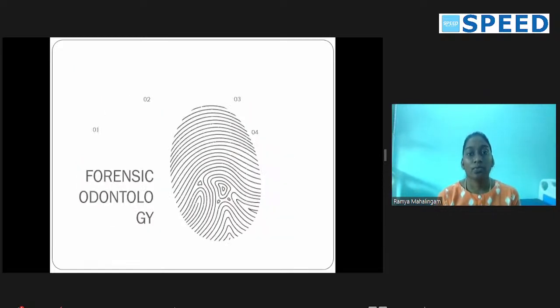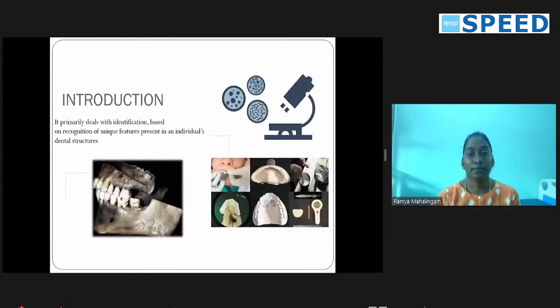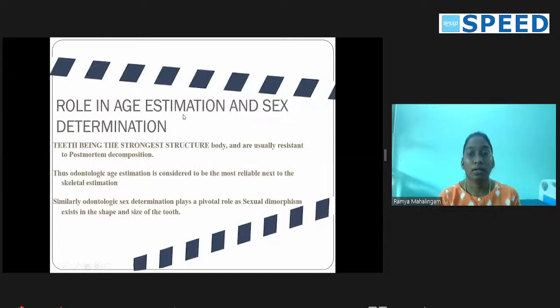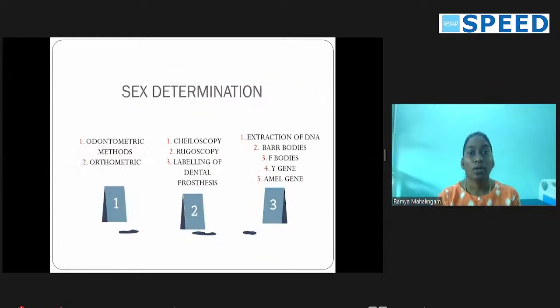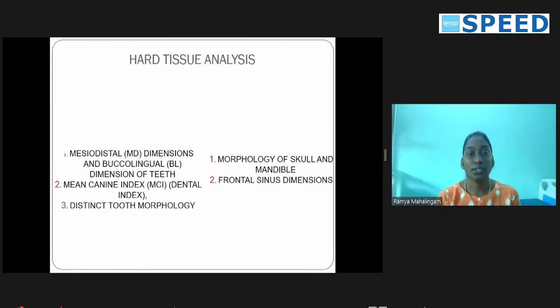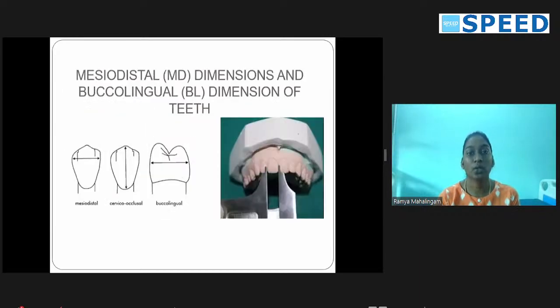Then we went on to forensic odontology. In forensic odontology, we saw all the identification procedures, like for identifying the sex of the patient, age of the patient, and everything. And we went on seeing about the age estimation and the sex determination procedures. So the hard tissue examination and the soft tissue examination were included.